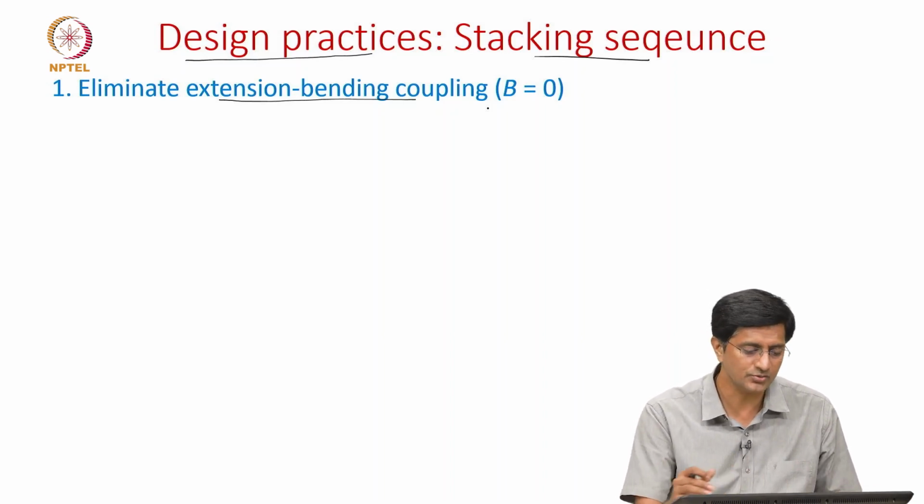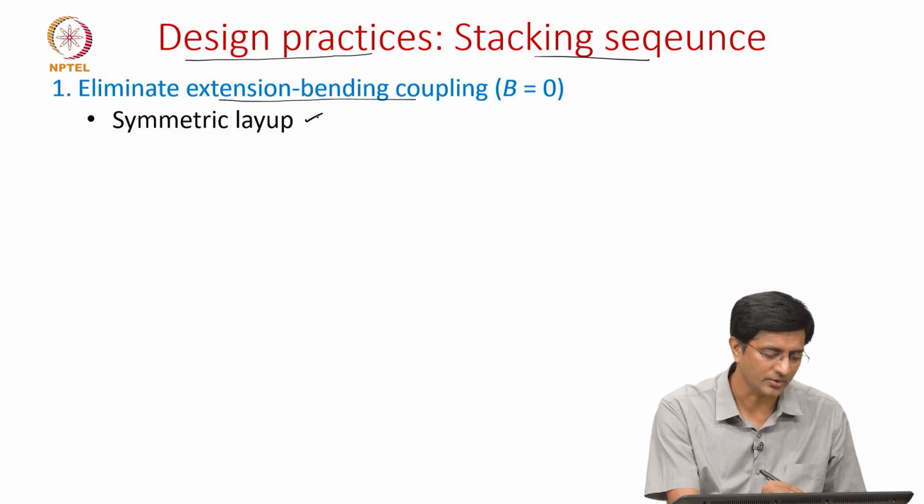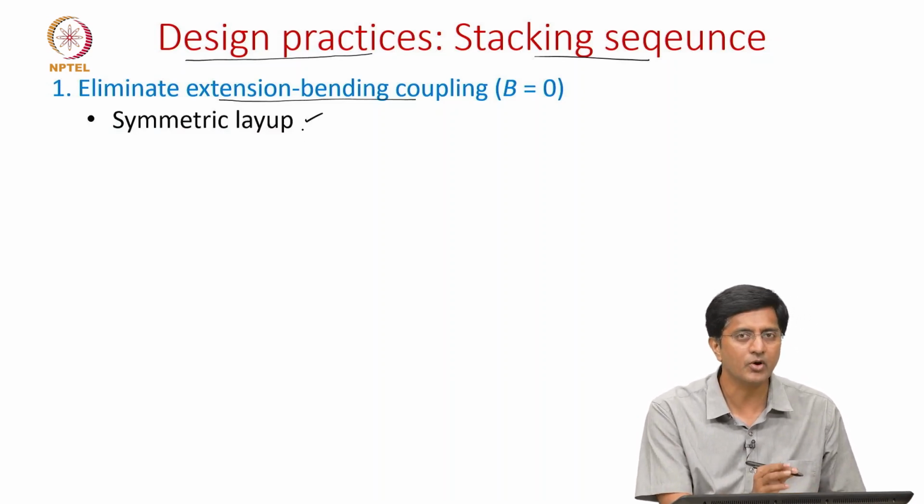So how do we achieve this is the question. This can be achieved, as we already discussed, by choosing a symmetric layup. For a symmetric layup, we already showed that the B matrix goes to 0.